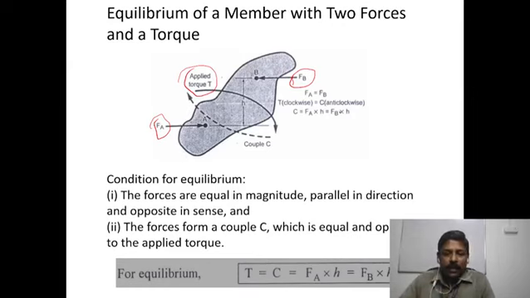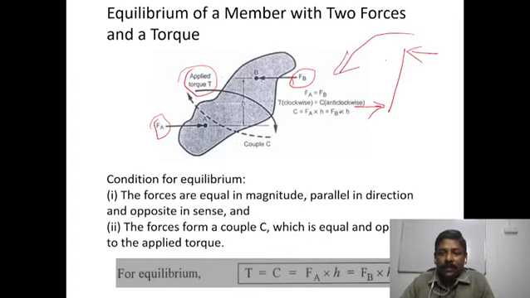See, in this case, these two forces are acting at some distance. This is one force, this is another force. So these two will make the body rotate in the anti-clockwise direction, whereas the torque applied is in the clockwise direction. So the couple is acting in the anti-clockwise direction, the applied torque is acting in the clockwise direction. These two are equal and opposite, so then the body will be in equilibrium. So this is a condition.